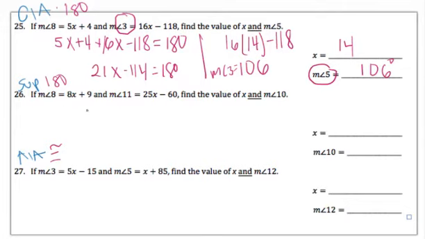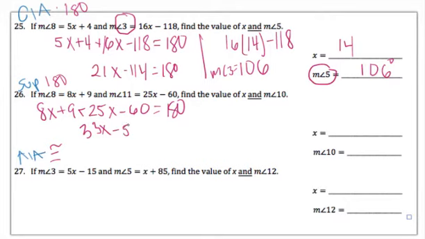Okay, next one, we're going to add these two up, set them equal to 180. So we get 8x plus 9 plus 25x minus 60 equals 180 degrees. Go ahead and combine like terms, and we should get 33x. Then 9 minus 60 is negative 51, equals 180. I'm going to add 51 to 180, and then divide by 33, and we should get a value of 7.